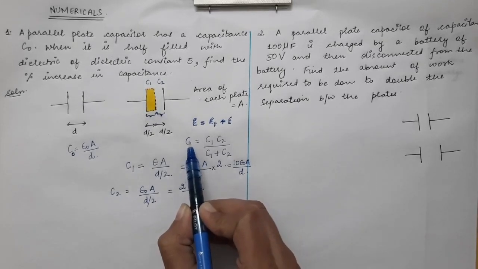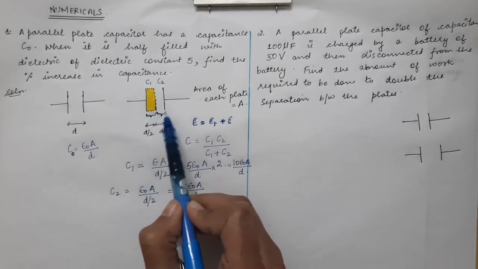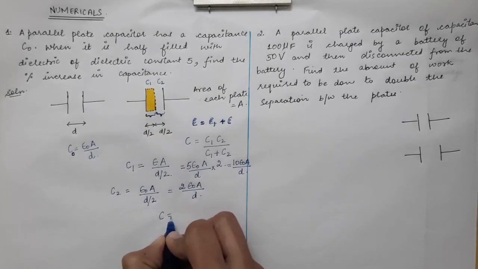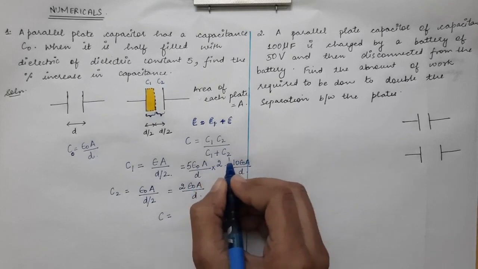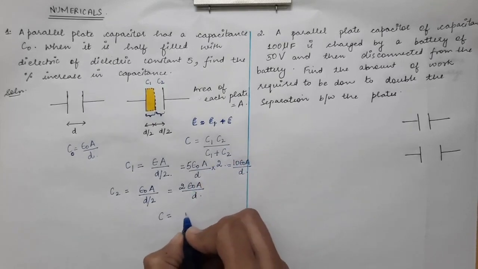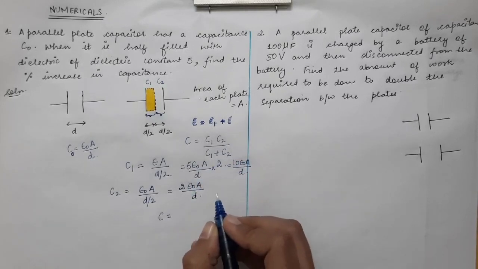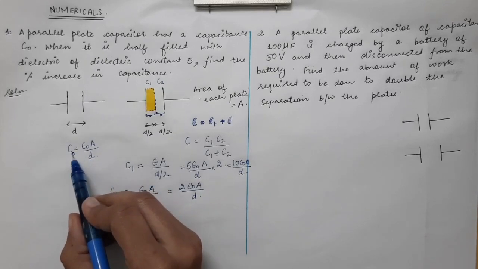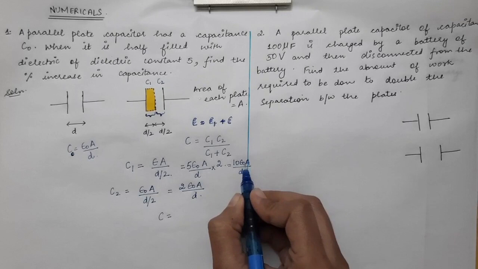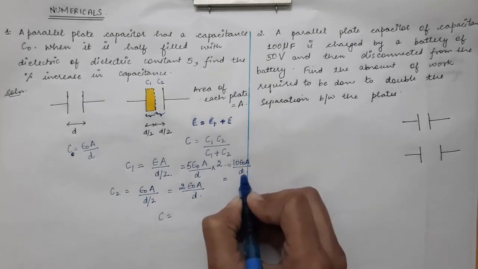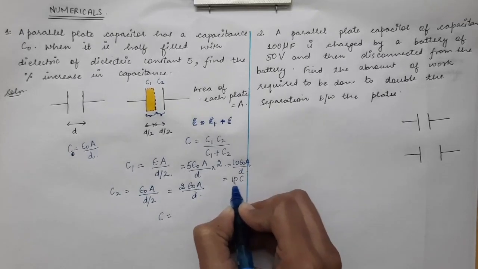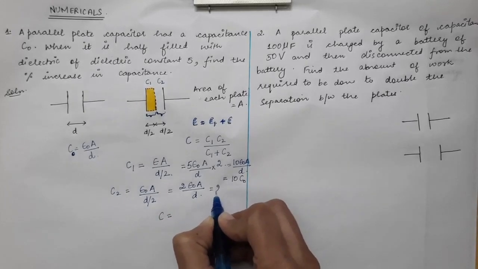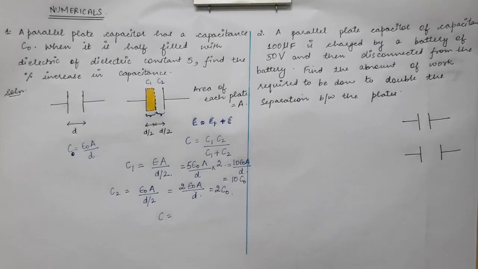So now the total capacitance will be equal to C1 into C2 over C1 plus C2. Over here one more thing we can do is epsilon naught into A by D is equal to C0, that we already know. So epsilon naught into A by D can be put equal to C0. So C1 is 10 C0, and C2 is equal to twice of C0.